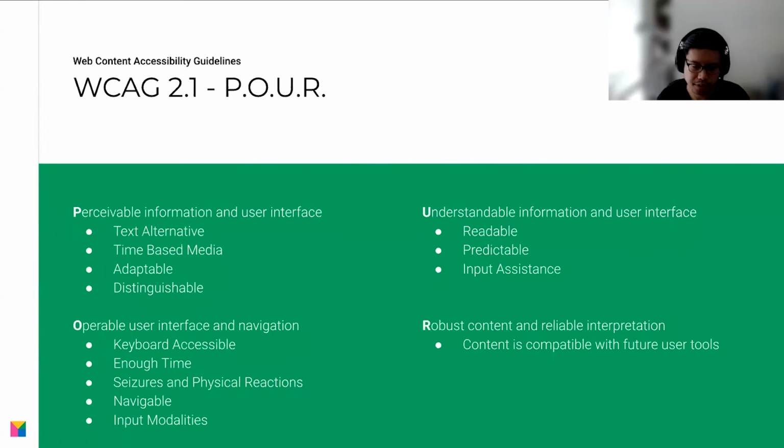Earlier, I mentioned POUR, and POUR being perceivable, operable, understandable, and robust. These guidelines are split into 13 guidelines, and they're split amongst these four acronyms, or at least four sections or categories. So under perceivable, there are guidelines around text alternatives, time-based media, adaptable, distinguishable. So trying to understand WCAG, it's really trying to understand these 13 guidelines and how they relate to POUR.